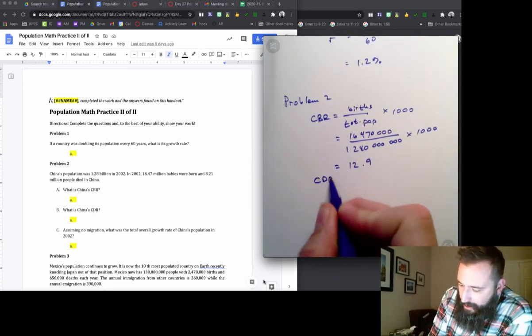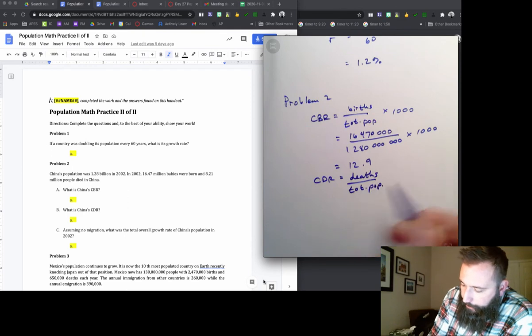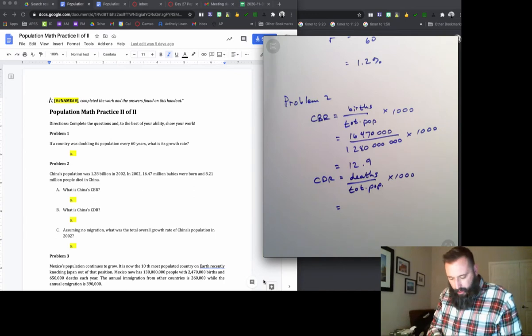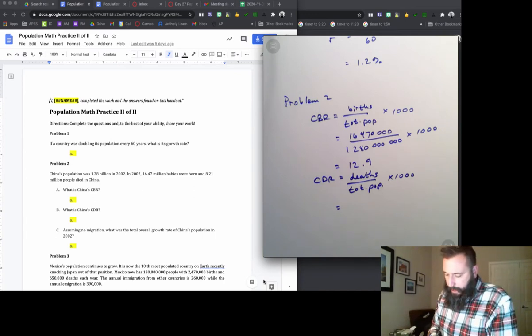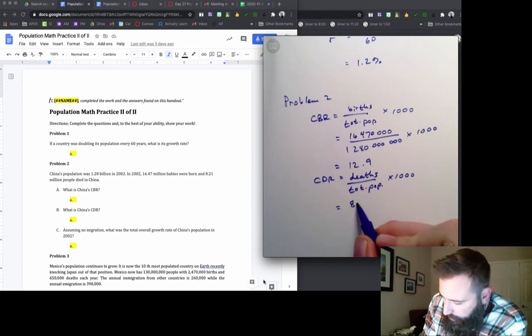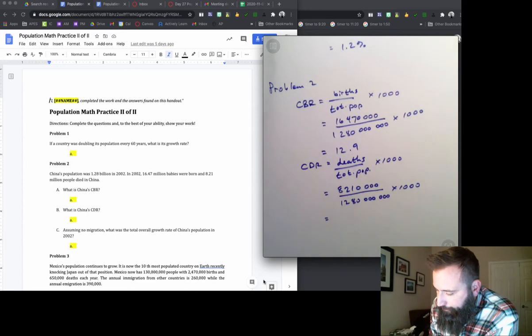Let's calculate CDR. We'll do the same process here. That's the deaths per total population. We'll multiply that by 1,000 to standardize that number. CDR is always out of 1,000. Let's go ahead and plug in. Oh, you have to write it out, right? So what was it? 8,210,000 deaths for every 1.28 billion people. Multiply that by 1,000. Let's plug it all into my calculator here.